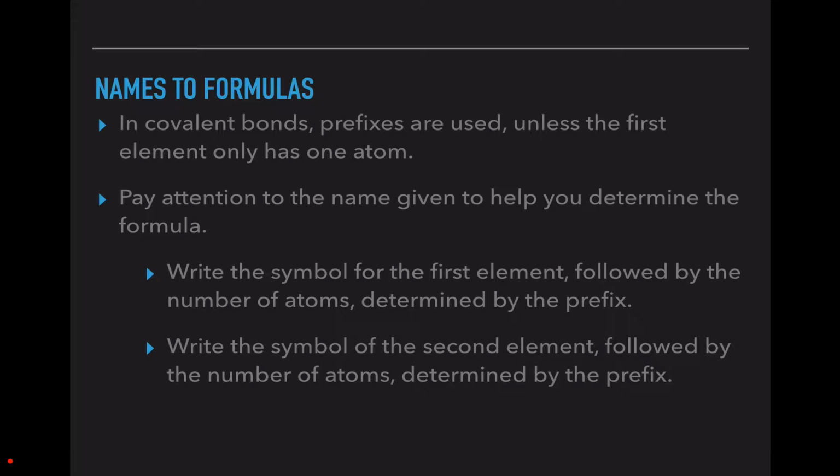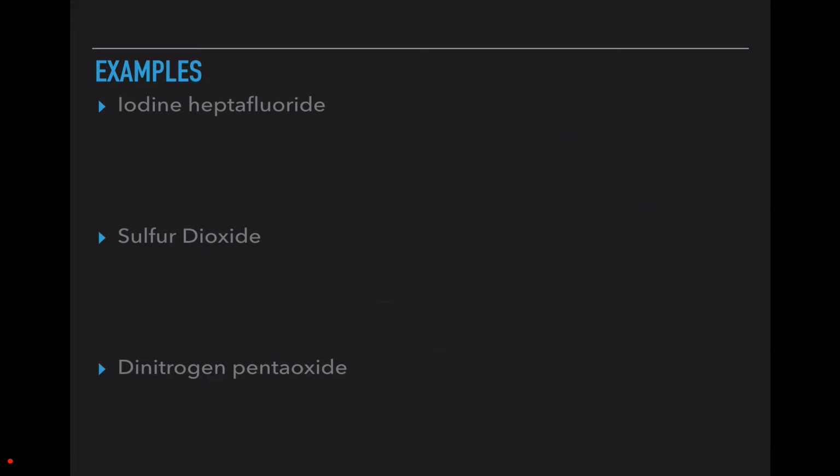So if you pay attention to the name given to you, it should be really easy to determine what the formula is. So first you write the symbol for the first element, followed by the number of atoms determined by the prefix. Then you write the symbol of the second element, again with the number of atoms determined by the prefix. So we're going to take a look at this.